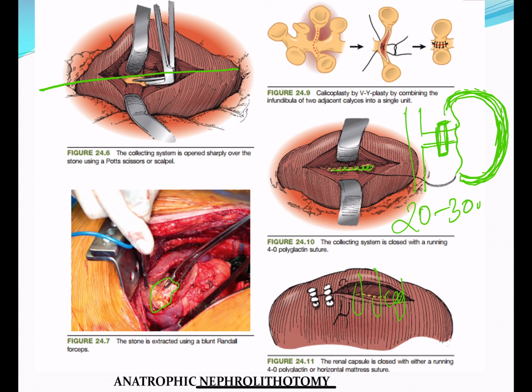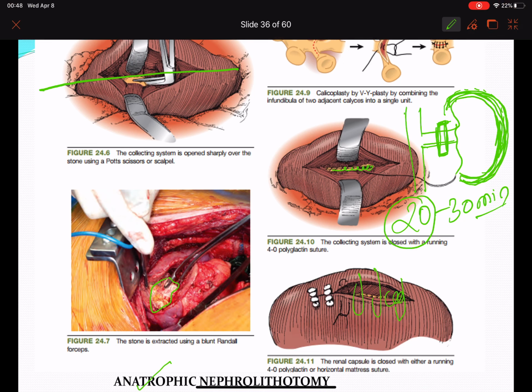As we have decreased the temperature of the kidney, the metabolic demand is so low that the kidney can withstand the ischemia for this much time. As the name implies, anatrophic means we have decreased the blood supply for a certain period of time, and we open the kidney and remove the stone. This is known as anatrophic nephrolithotomy, usually applicable for staghorn stone.